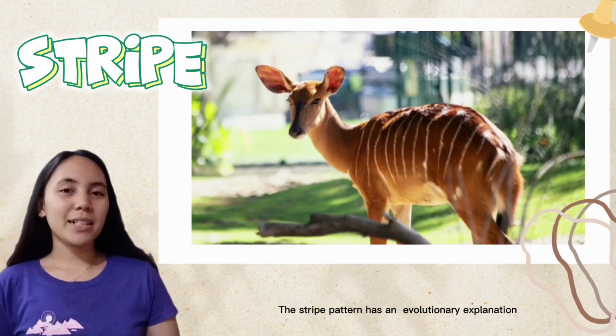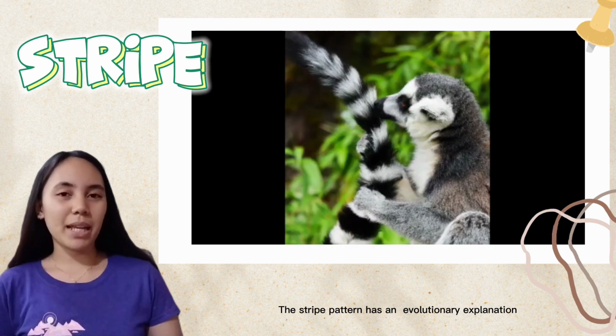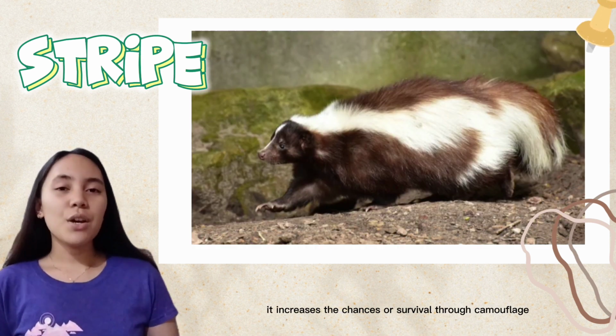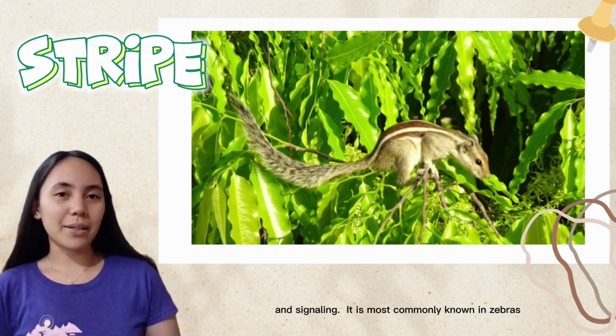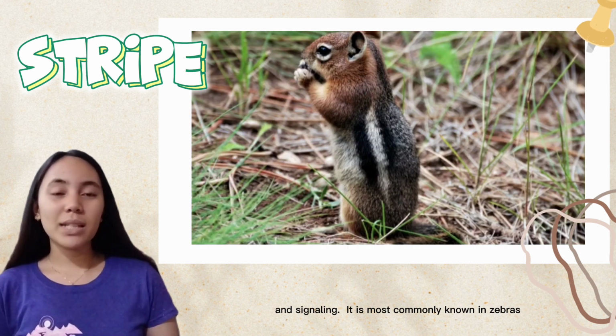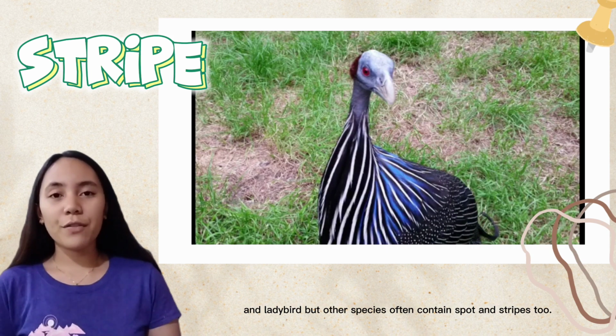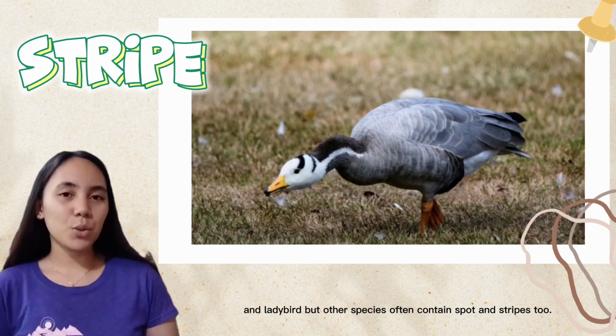The stripe pattern has an evolutionary explanation. It increases the chances of survival through camouflage and signaling. It is most commonly known in zebras and ladybirds, but other species often contain spots and stripes too.